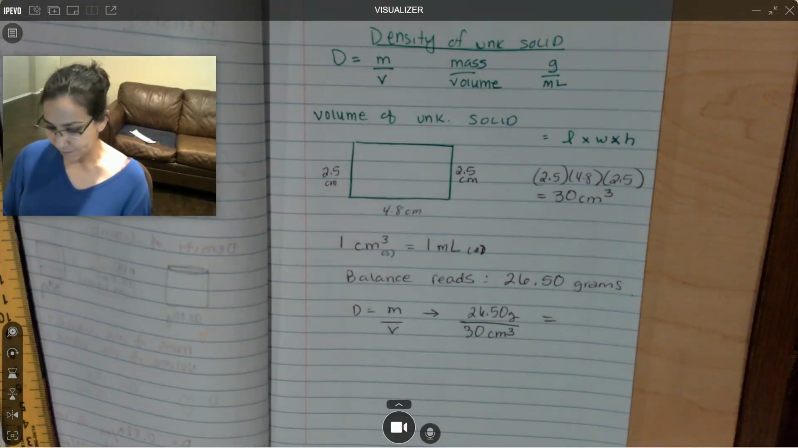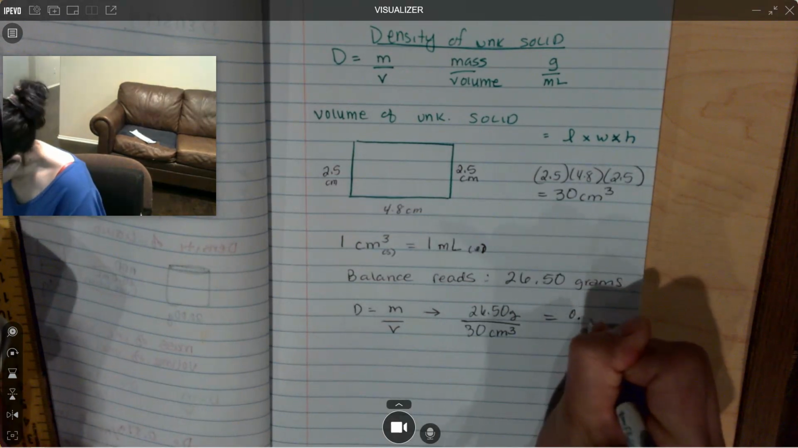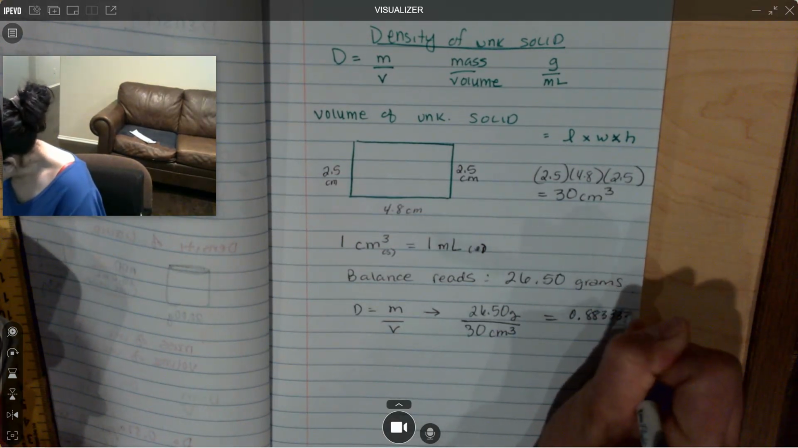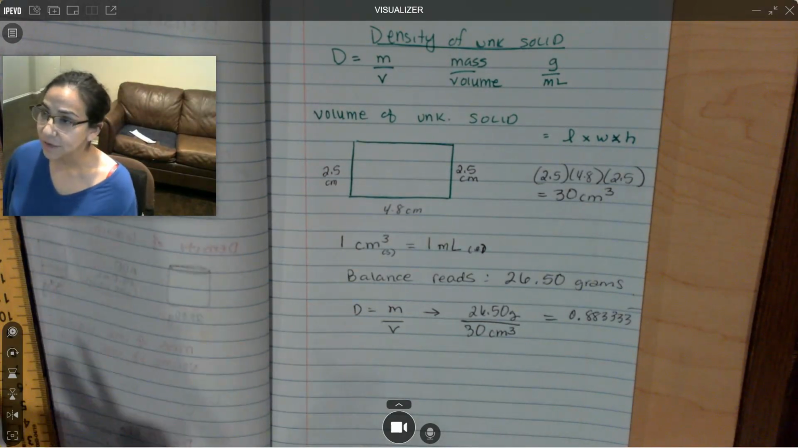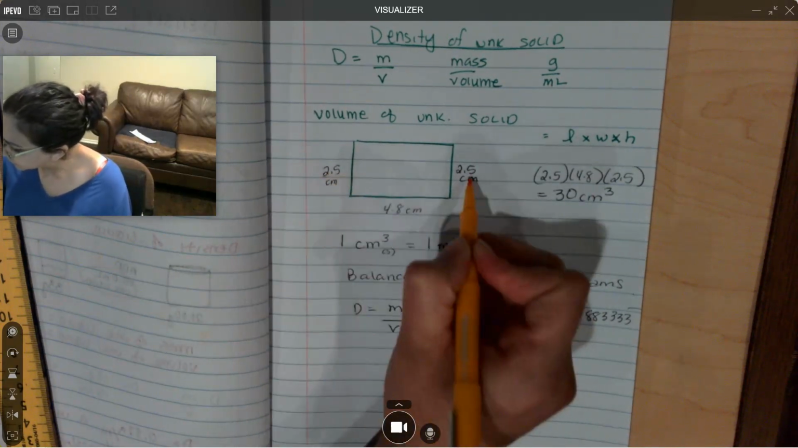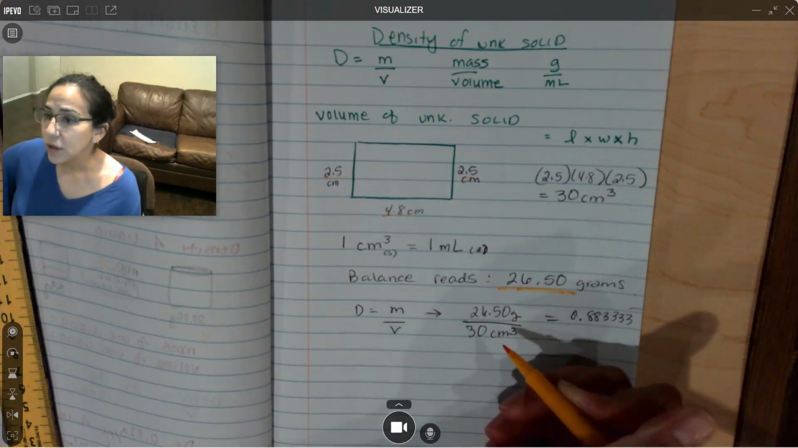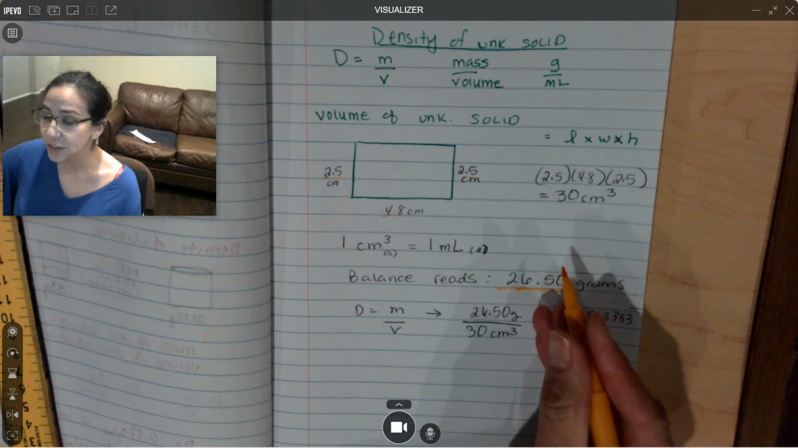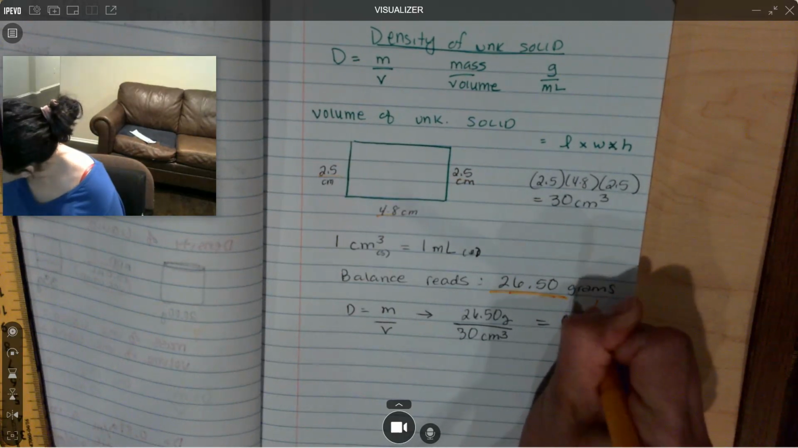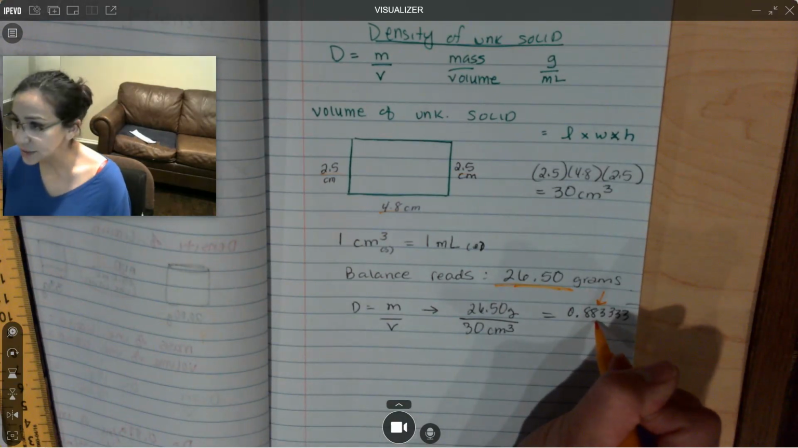Put it down on my fancy dancy calculator. 26.5 divided by 30, and I get 0.883333, and so on. Well, remember we just talked about our significant figures. Here we have 2, and here we have 4. So in this calculation, because it's division, we go by the least amount of significant figures, which is going to be 2. So my answer has to be reported in 2 significant figures, and that is to the hundredths place.